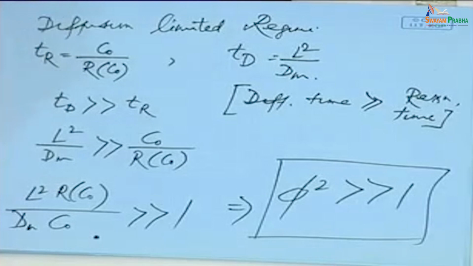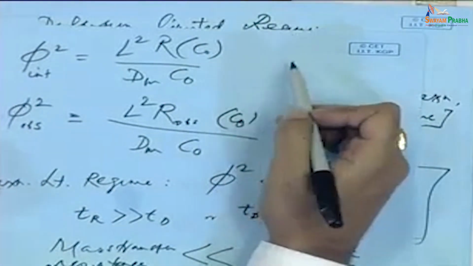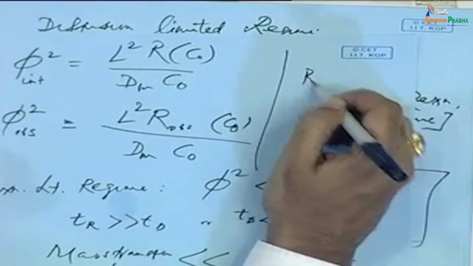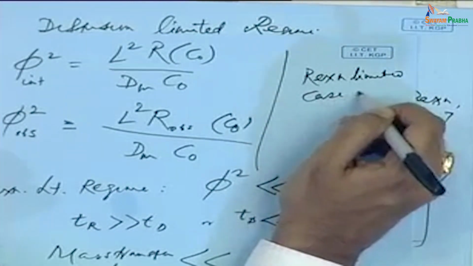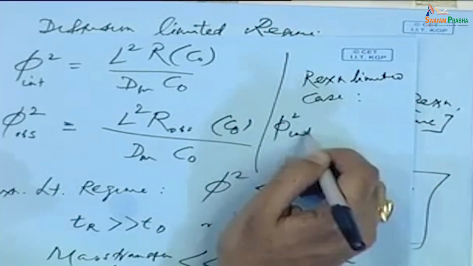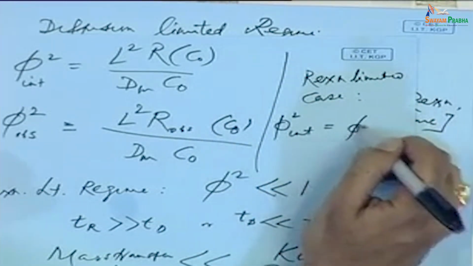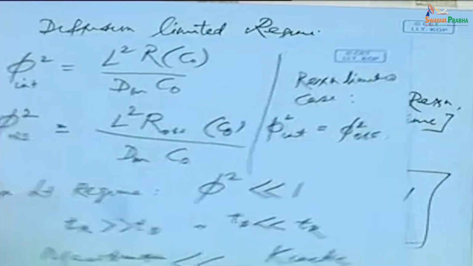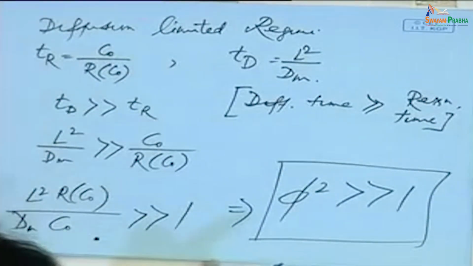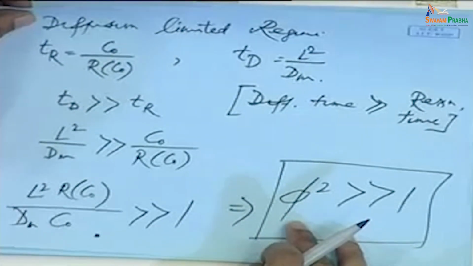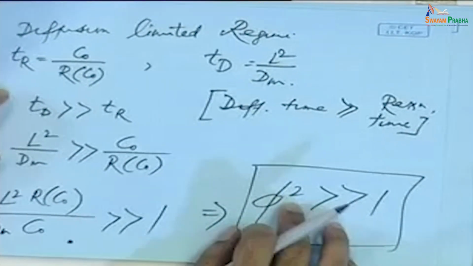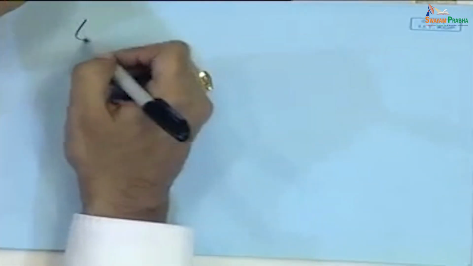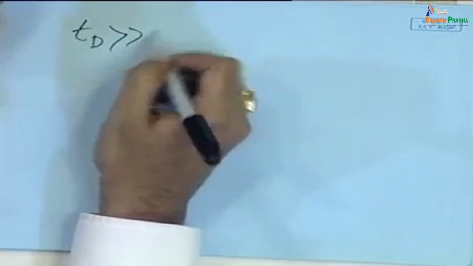By the way, I just do not want to confuse you. In the reaction limited case, my phi square intrinsic is going to be equal to phi square observed, right, because the reaction rate intrinsic and observed are the same. So, in the diffusion limited regime, this is my criteria. Okay. So, if phi square is much greater than 1, or in other words TD is much greater than TR.